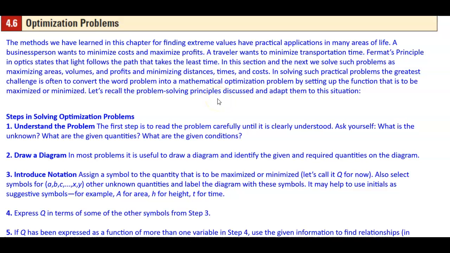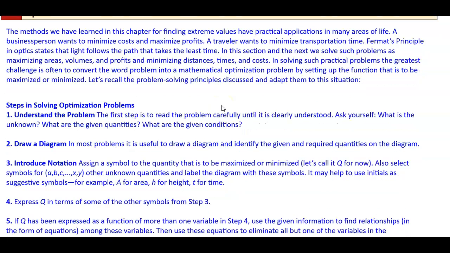In this section and the next, we solve such problems as maximizing areas, volumes, and profits, and minimizing distances, times, and costs. In solving such practical problems, the greatest challenge is often to convert the word problem into a mathematical optimization problem by setting up the function that is to be maximized or minimized. Let's recall the problem-solving principles discussed and adapt them to this situation.